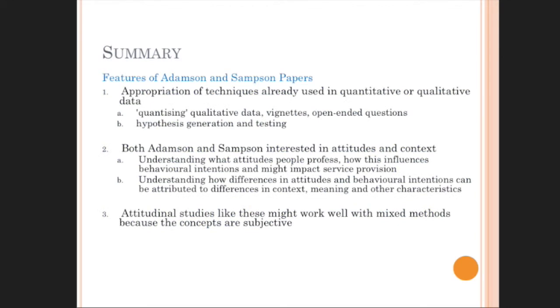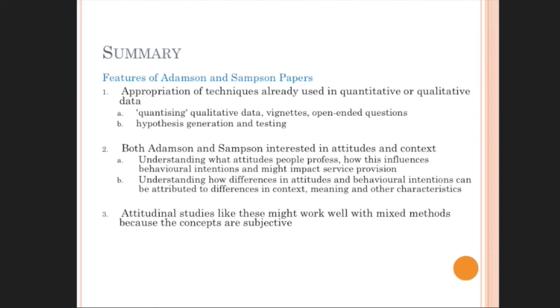So just a very brief summary of the two papers. In terms of the integration, they use methods that are already in quantitative or qualitative research. They quantize qualitative data, they use vignettes, they use open-ended questions from the survey and give them a qualitative analysis. They generate hypotheses and testing. So actually they're not doing anything particularly new, they're just combining them together in the one study to the one question.